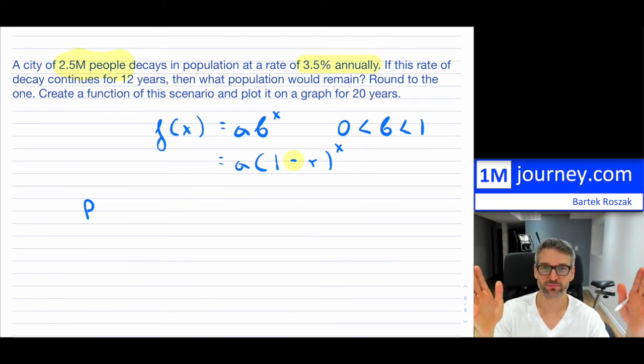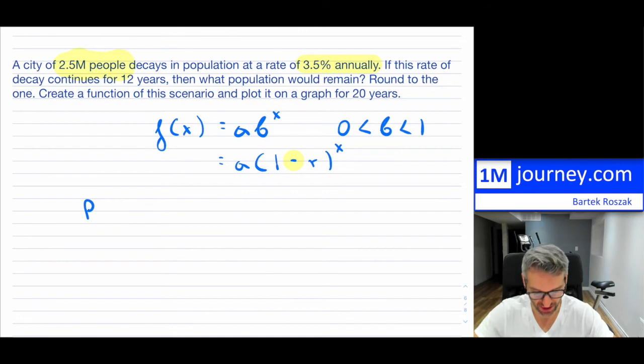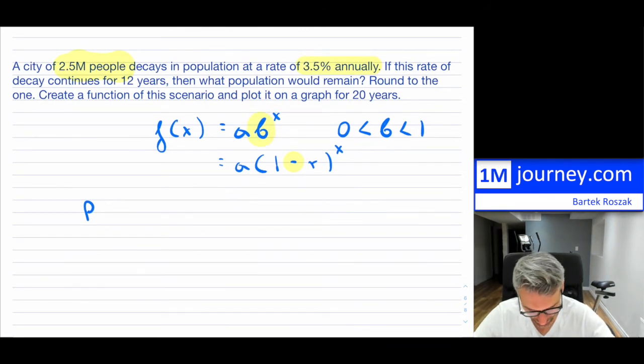All right, so that makes this B, because if you're going to subtract R, it's going to fall somewhere between 0 and 1, and then we have our B between there, so that we're going to be decaying. The A, again, still just stands for, what are you starting with?